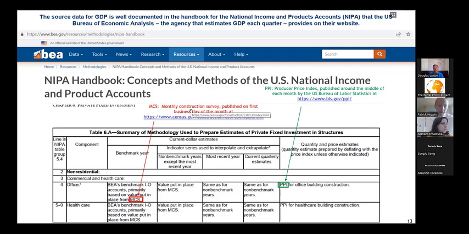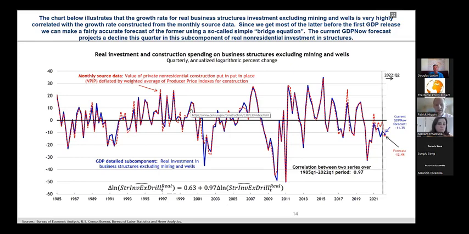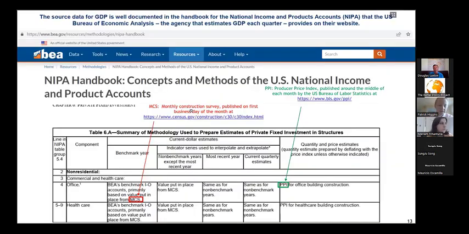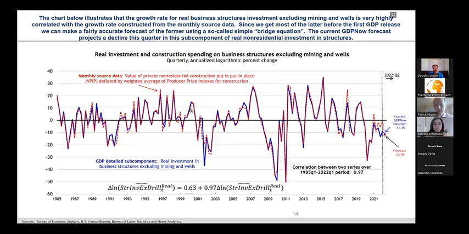So what GDPNow does in this chart is aggregate all these together. We don't necessarily care about office, healthcare, religious structures separately, but you aggregate them together, adding up the nominal amounts and aggregating the price indices in a consistent way, which essentially uses expenditure weights for each type of structure within the total. This does take a fair amount of work, but once you've done it, you can see these lines are pretty close to each other.